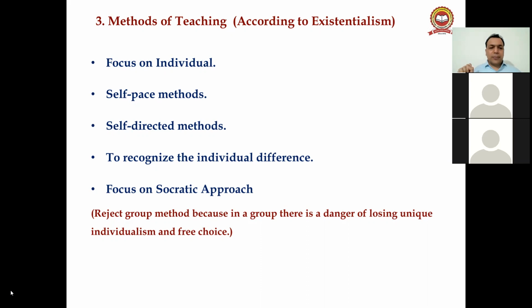Socrates rejected the group method because in the group method there is a danger of losing unique individualism and free choice. So they are not in favor of the group method. They are in favor of focusing on the individual. These are the methods of teaching: focus on the individual, self-paced, self-directed, recognize individual differences, and focus on the Socratic approach. So guys, this is all about the educational implications of existentialism. We are done with existentialism: a little history, then metaphysics, epistemology, and axiology, and then the aims of education, curriculum, and method of teaching. Right, guys? Thank you so much.